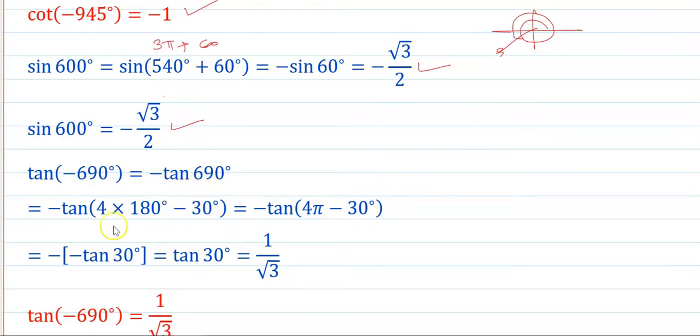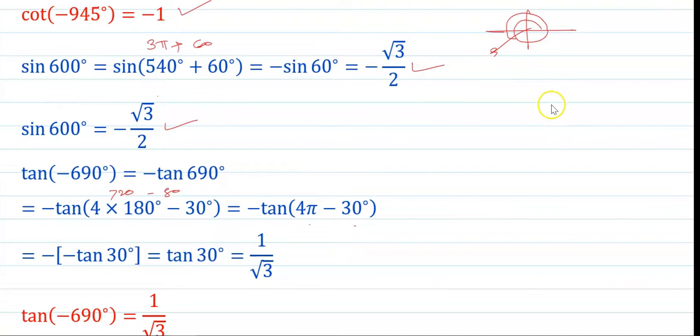Okay. हा पहिल्यांदा minus बाहेर टाकायचा. Now 690 can be written as 4 into 180 minus 30. Now see this here. 4 into 180 means what? 720. 720 मधनं minus 30 आपण इथे करणार. 720 minus 30, you will get 690. 720 means what? 4 into 180. That is 4 pi minus 30.